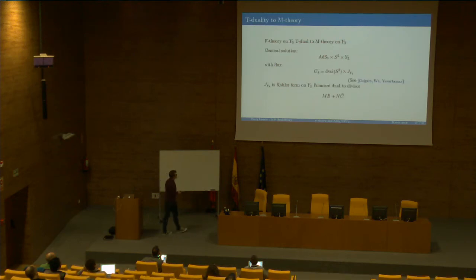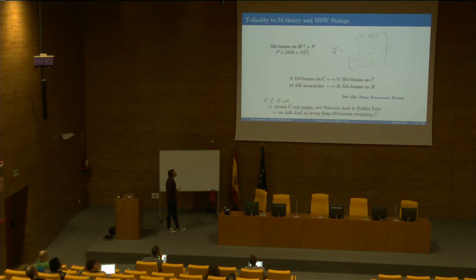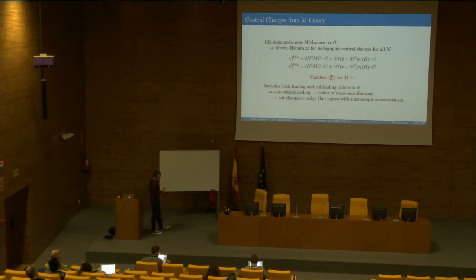So this is this bit. One can, of course, dualize to the M-theory solution, which was known before. One can see this, and it is just related to the MSW string, wrapping some divisor inside of some linear system on the elliptic fibration. One can compute the central charges also from M-theory, and the point is that these match exactly with type 2B for the case of M equals 1, which we can compute in the type 2B.